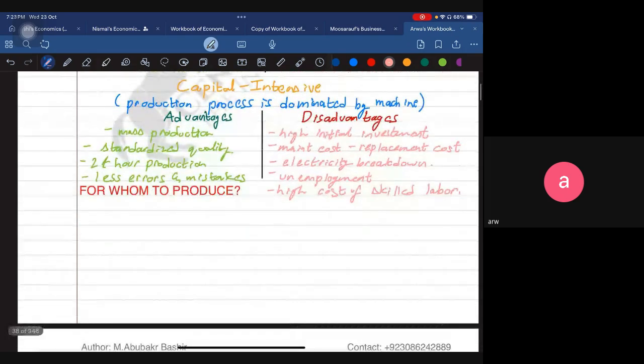Brilliant. Now we are going to move on to for whom to produce. This is the third thing that we have to do, and there our chapter will be done. So for whom to produce? What do you think about this?